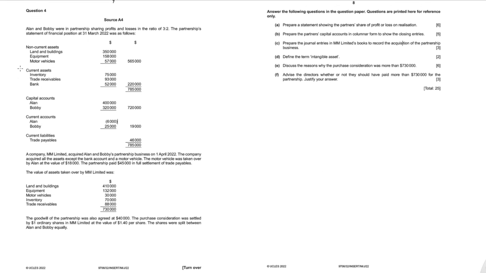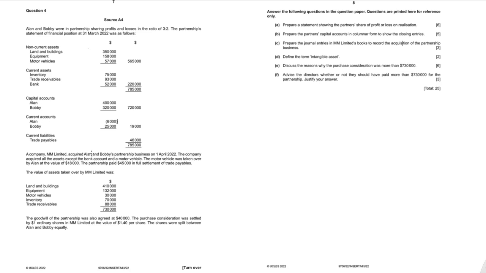Now let's do question number 4. Alan and Bobby were in partnership sharing profits and losses in the ratio 3:2. The partnership statement of financial position on 31st March 2022 was as follows. Non-current assets are there, current assets are there, capital and current accounts are there, then current liability is there.